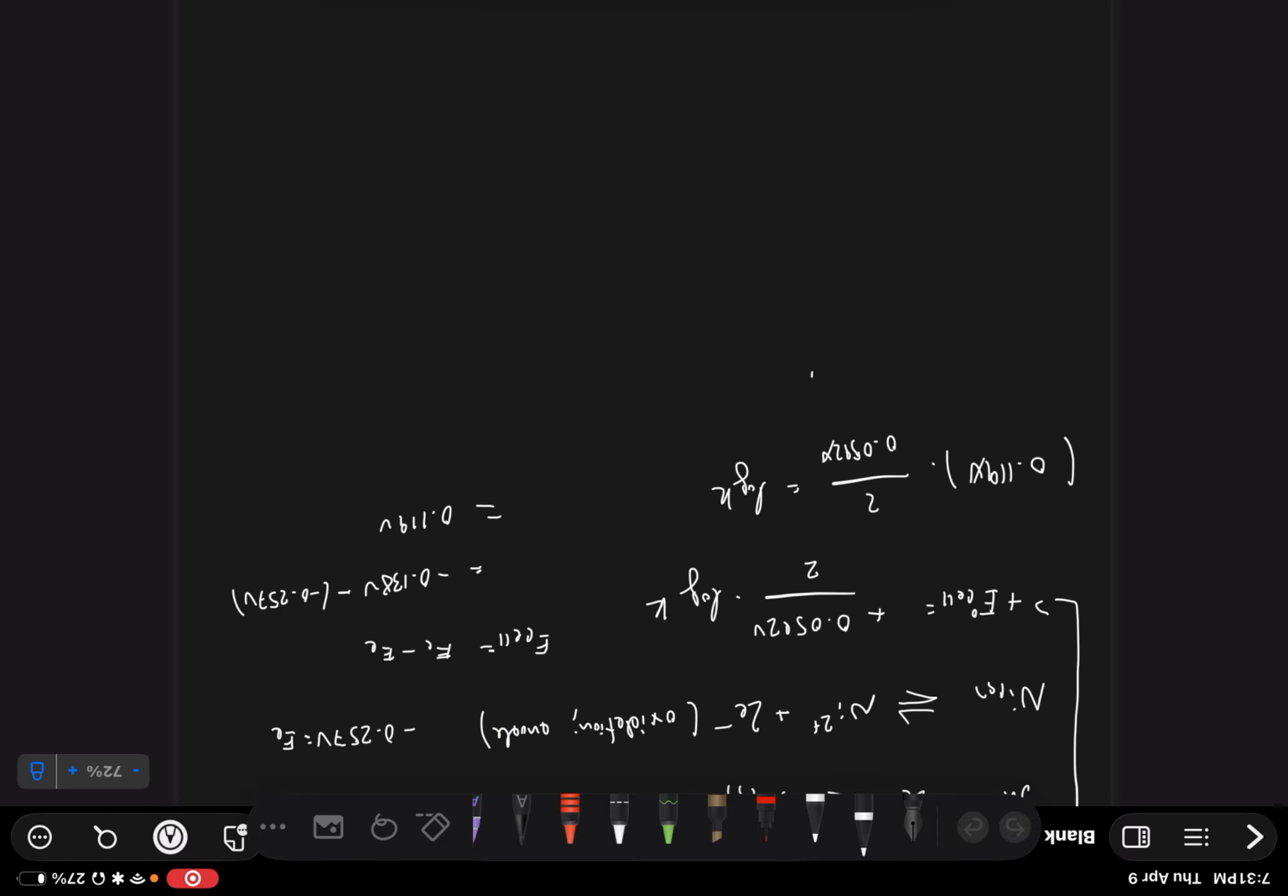Well, based on what we have here, K is going to be equal to 10.5 times 10 to the 3.